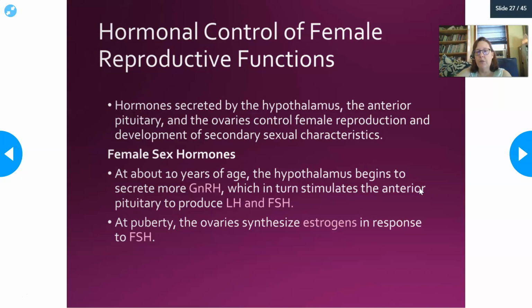And these all control female reproduction and development, especially the development of your secondary sexual characteristics, which means basically your boobs, your hips, your curves, all your female curves. So at about 10 years of age, the hypothalamus begins to secrete more GnRH, gonadotropin releasing hormone. It crosses from the hypothalamus into the anterior pituitary, and it starts producing LH and FSH, luteinizing hormone and follicle stimulating hormone. And this is going to start the process of puberty.